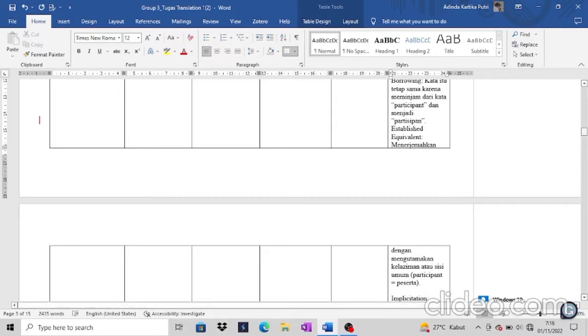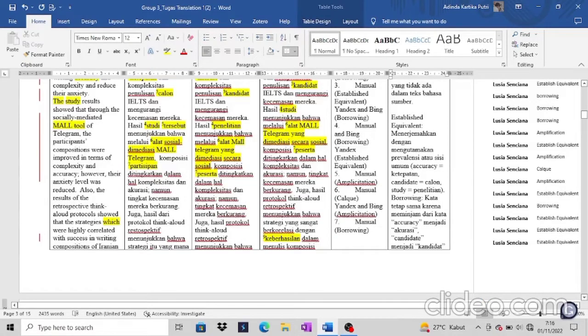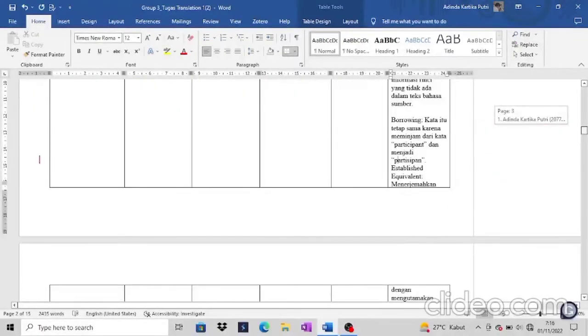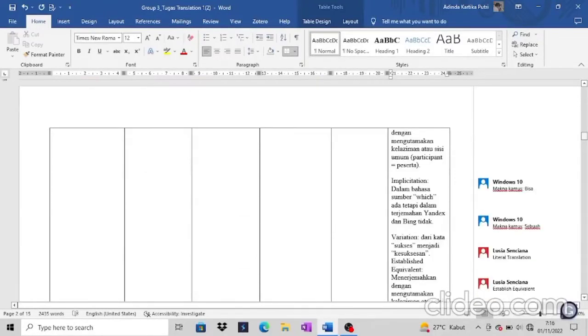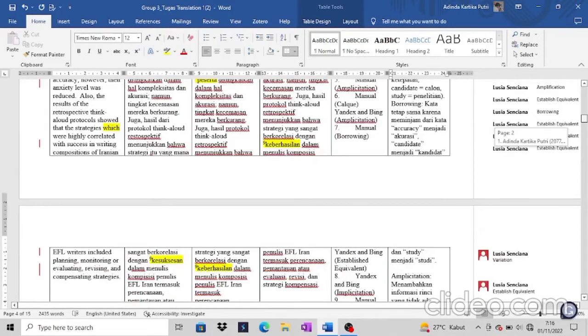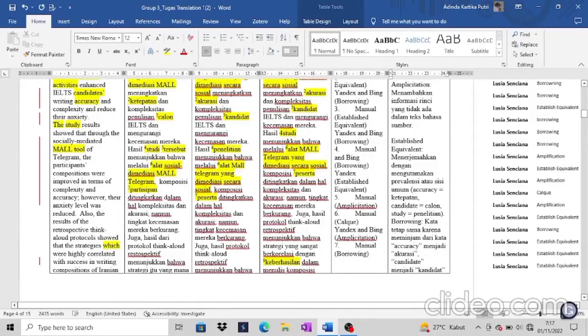Okay, the eighth is Yandex and Bing, and the word is implicitation. Okay, implicitation. In the source language, the word "which" is present, but in the Yandex and Bing translation, it is not.